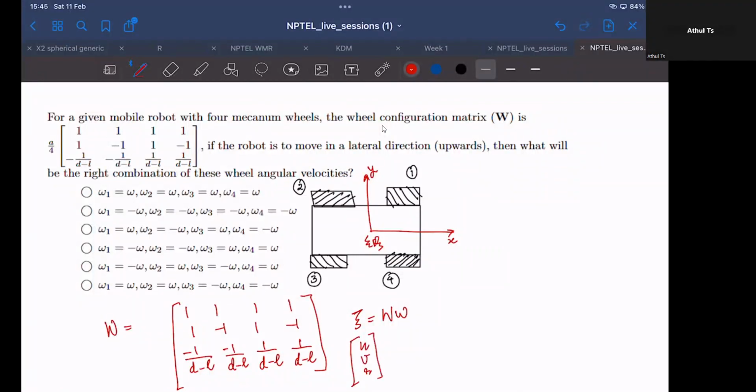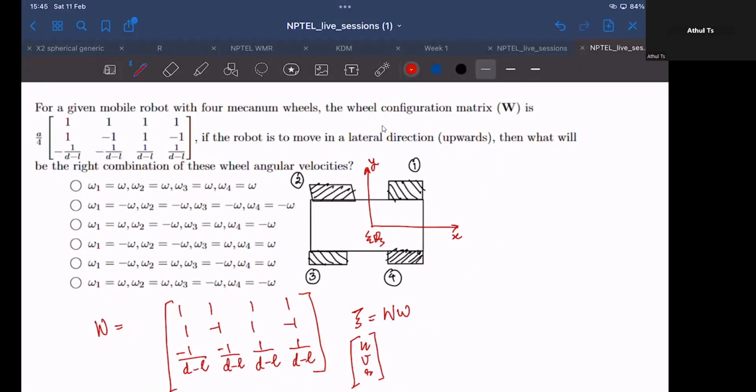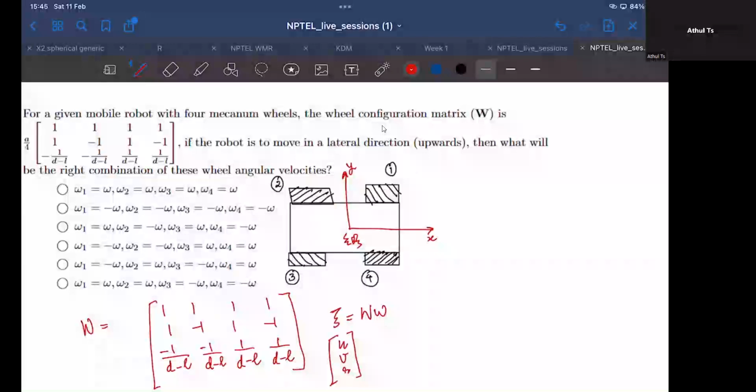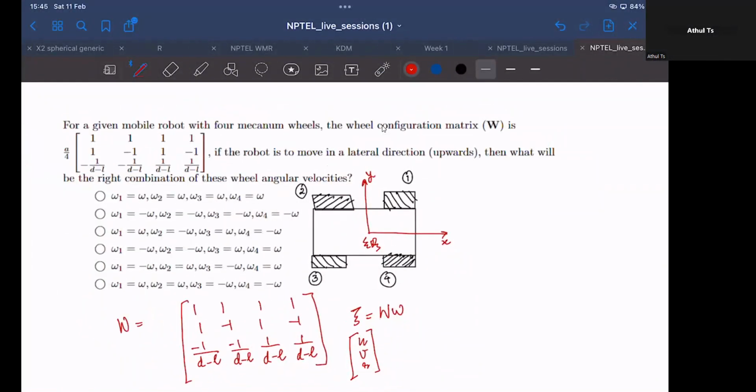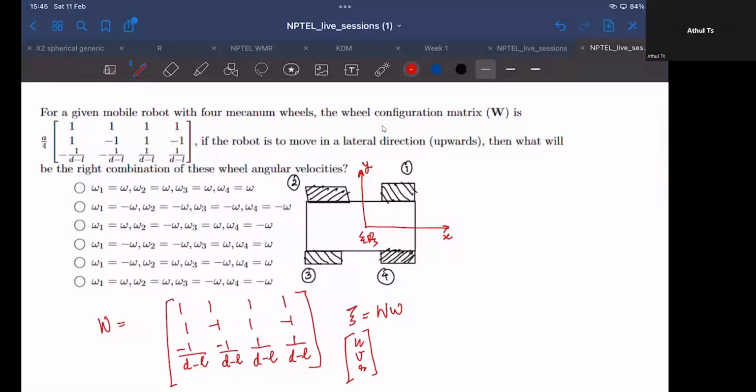I hope we know what U, V and R are, where U would be the linear velocity along the x-axis of the body-fixed frame, V would be the linear velocity of the robot along the y-axis, and R would be the rotation about the z-axis along the plane. So all these values, U, V, R are basically instantaneous because they are represented with respect to the body frame. So all these parameters are instantaneous at a particular instant.